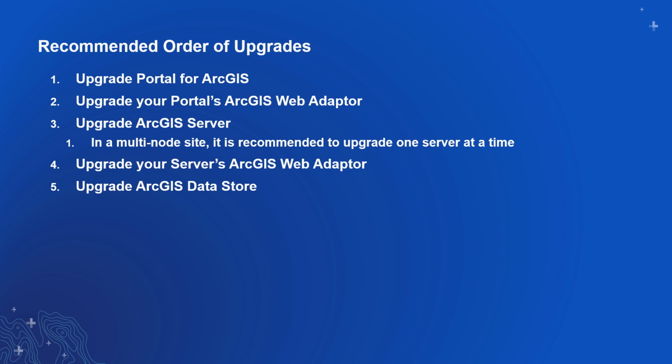The recommended order of upgrading the enterprise components would be first to upgrade Portal, and then upgrade your Portal's web adapter, and next you'd want to upgrade your ArcGIS Server. Now if you have a multi-node site, it's recommended to upgrade each ArcGIS Server one at a time, and then after you've upgraded all of your ArcGIS Server nodes, you would then want to upgrade your ArcGIS Server web adapters, and then lastly upgrade ArcGIS Data Store.